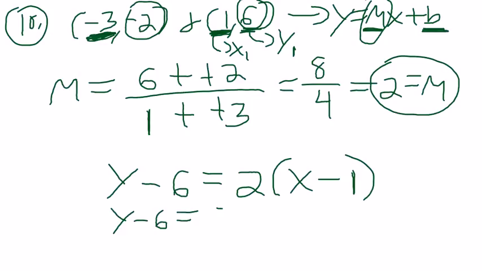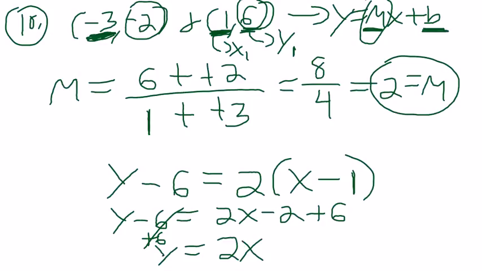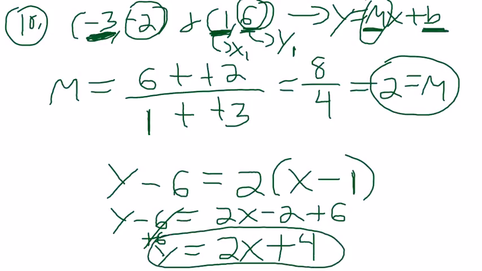I can distribute the 2. I get 2x minus 2. Then to get y by itself, I just add 6 to each side. And now I have it in slope-intercept form. I have y equals 2x, and then negative 2 plus 6 is plus 4. So we wound up finding that 2 is the slope and 4 is the y-intercept.